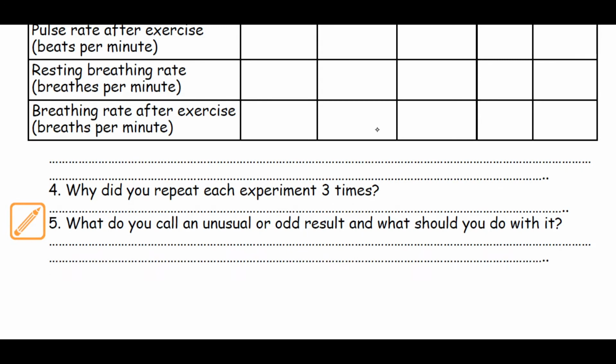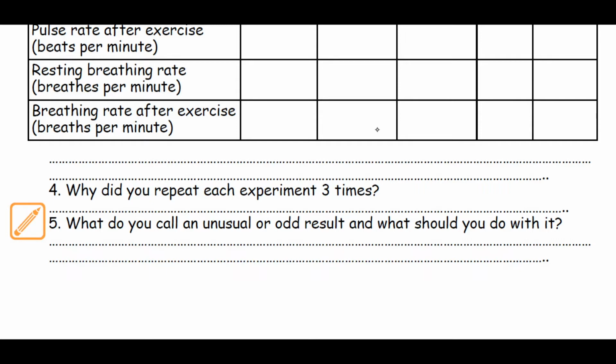Why did we repeat each experiment 3 times? This makes our results reliable and repeatable if they are similar. So we're looking for getting similar results each time. If somebody else did this experiment and repeated it as well, that would be looking at whether our experiment was reproducible, if they had similar results to yourself.